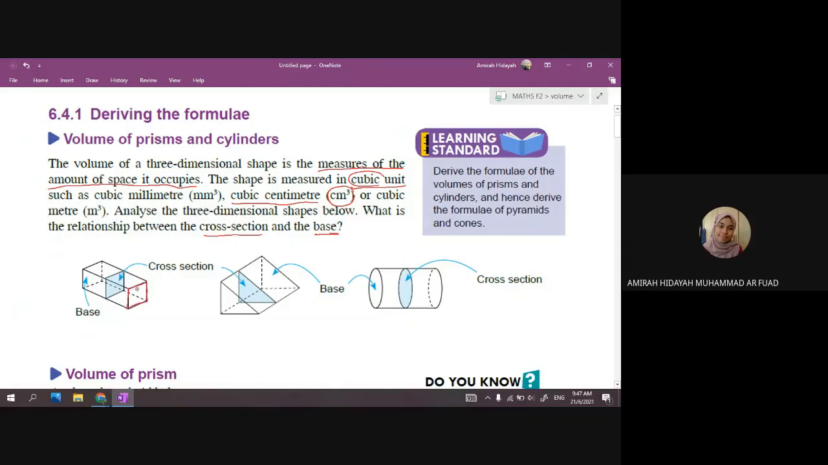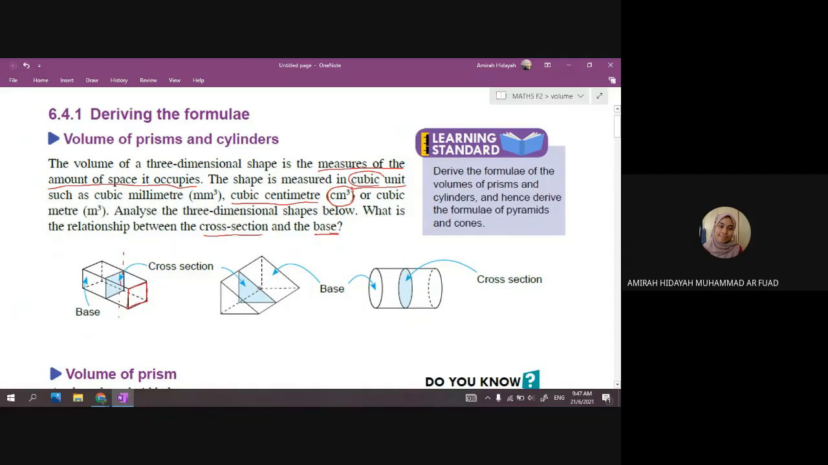So ni base dia. Dan cross section dia, remember what is a cross section? A cross section is when we cut through, cut straight the object. So kalau kamu cut straight cuboid ni, kamu akan dapat cross section dia, shape dekat yang tempat kamu potong tu bentuk square kan. So bentuk square dekat cross section tu sama adalah dia punya base. Kan, sama shape dengan base dia. So hubungan dia adalah cross section ni sebenarnya adalah sama bentuk dengan base dia.